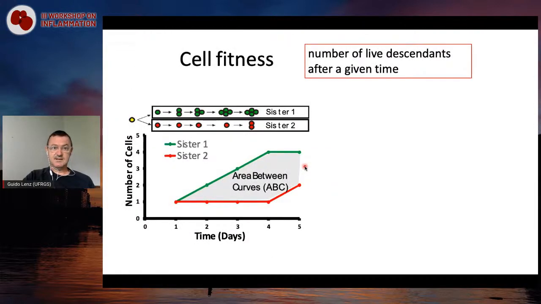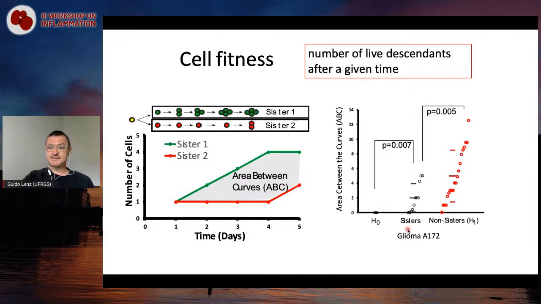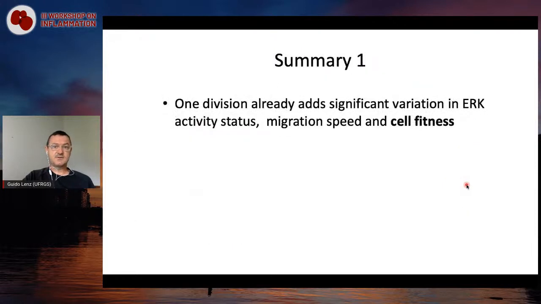But in cancer, obviously, the most important measure is cell fitness, because only live cells produce cancer and generate the risk that cancer represents to the patient. So we counted the number of descendants over time of several pairs of sister cells. And we compared these sisters with non-sisters. And as you can see here, yes, the sisters have differences, but they are not as large as randomly assembled pairs, meaning again that some inheritance happens in the first division in terms of cell fitness.